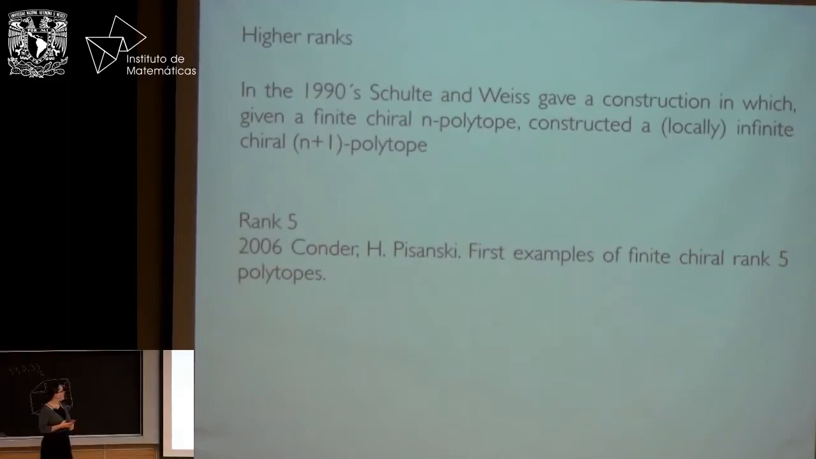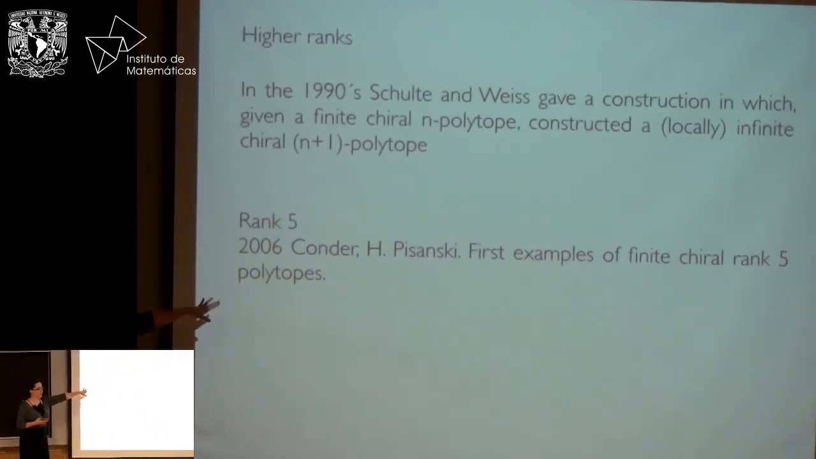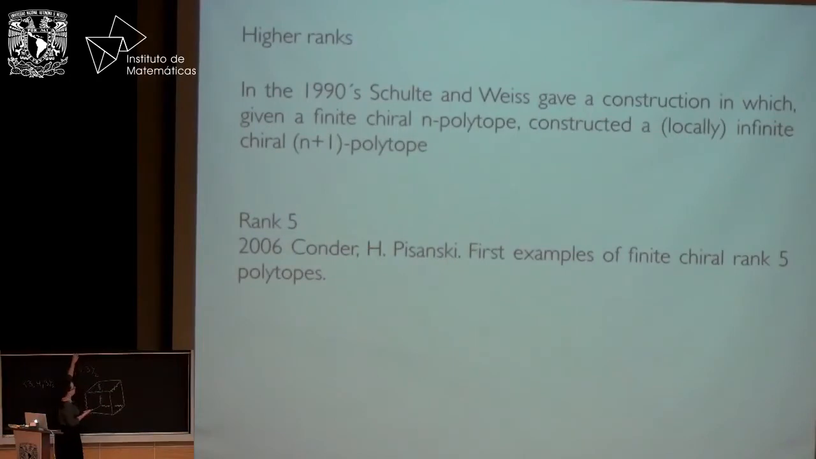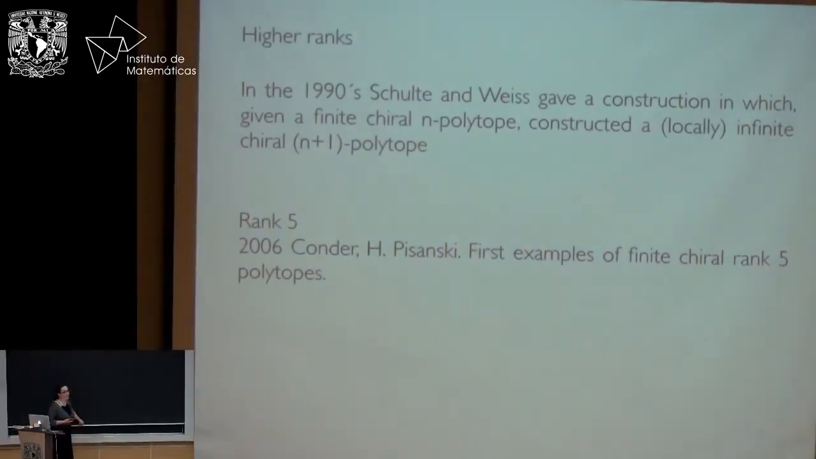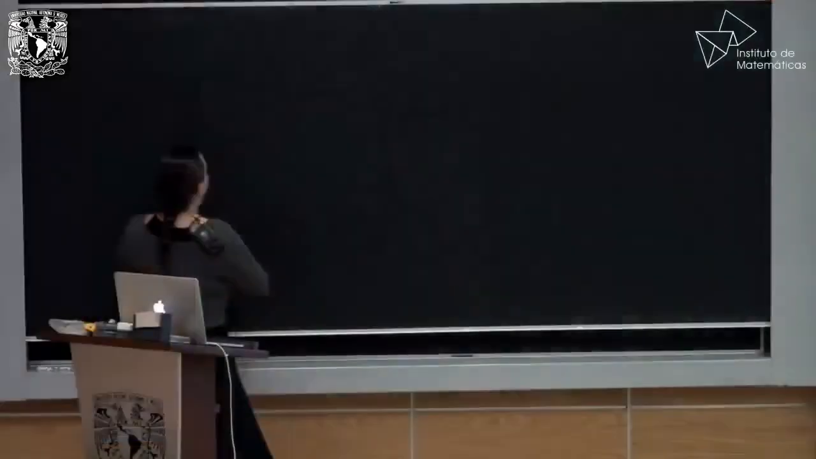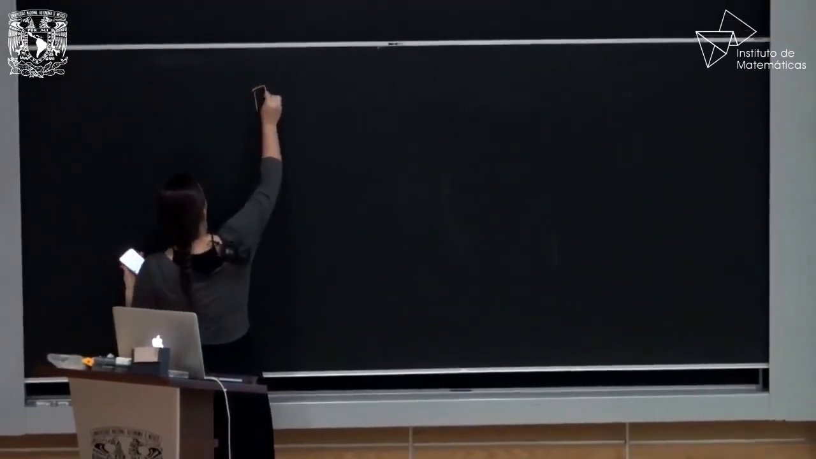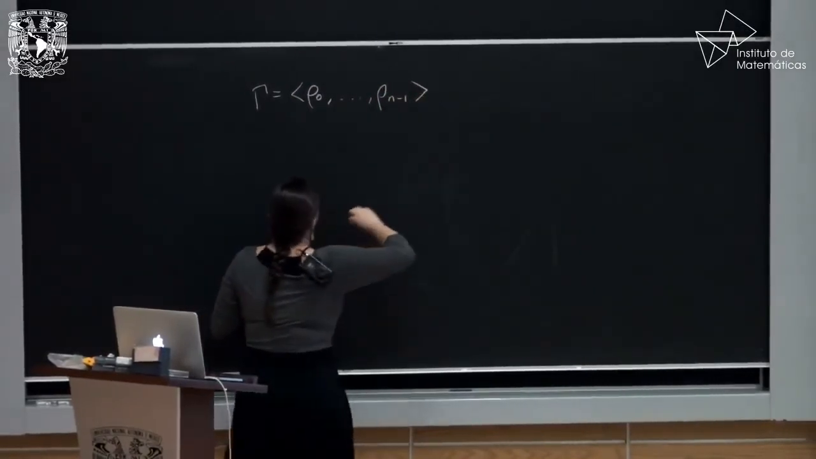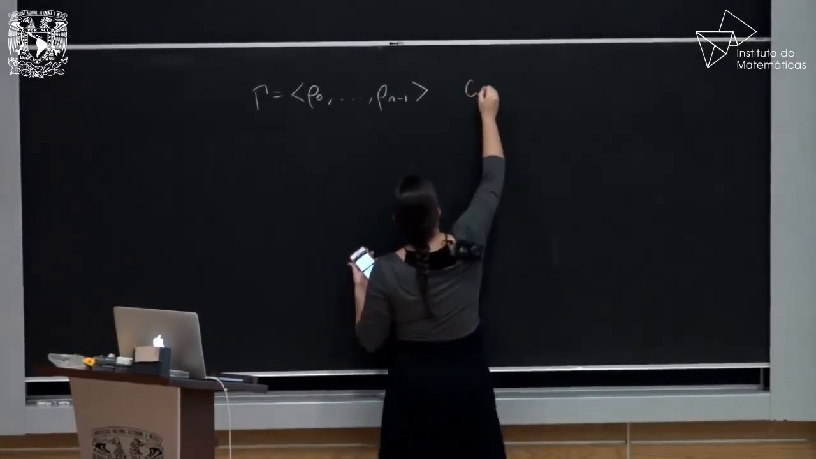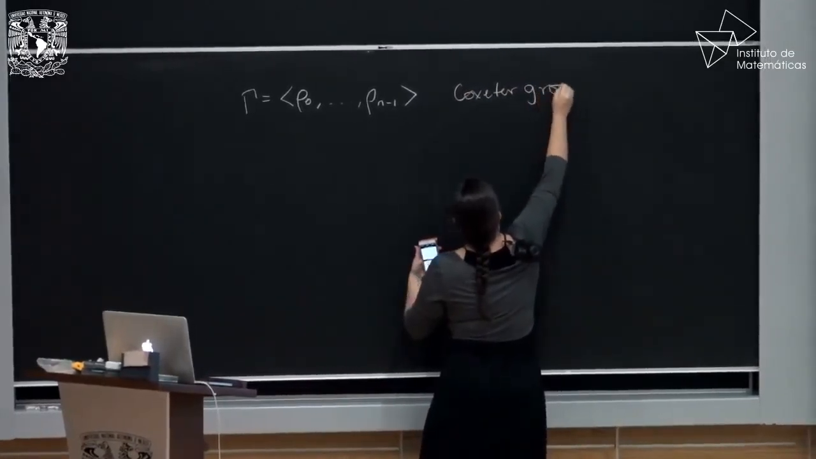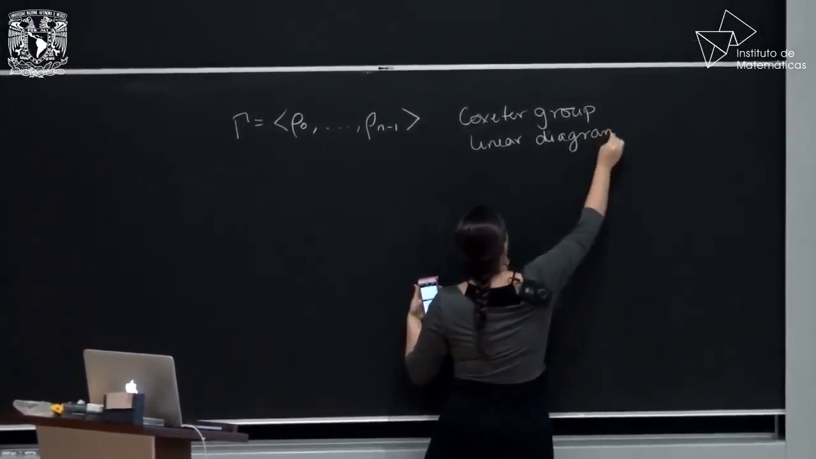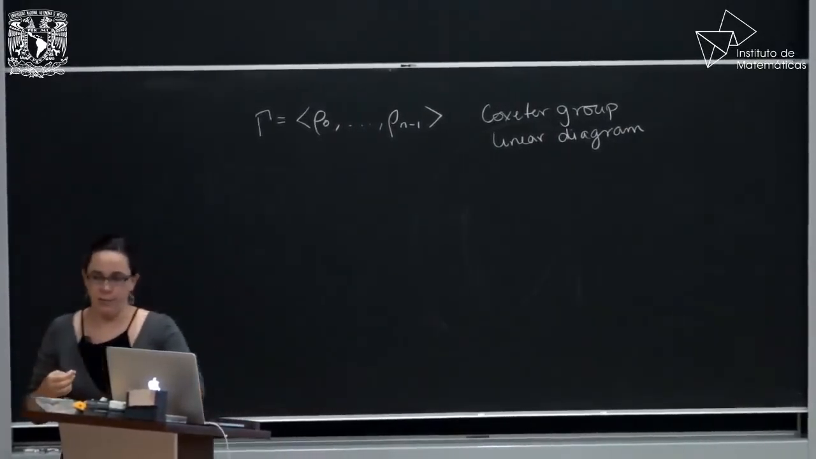It was not until 2006 that Marston Conder, Isabel Hubard, Tomaž Pisanski, and myself found the first examples of chiral rank 5 polytopes. And what we did was use computers to find the examples. The idea of what we did was really similar to Coxeter's idea. So we started with a group gamma generated by reflections. And in general, we thought of this as a Coxeter group with linear diagram. So exactly what Coxeter did, except Coxeter just used a few of them, and we were thinking in general.